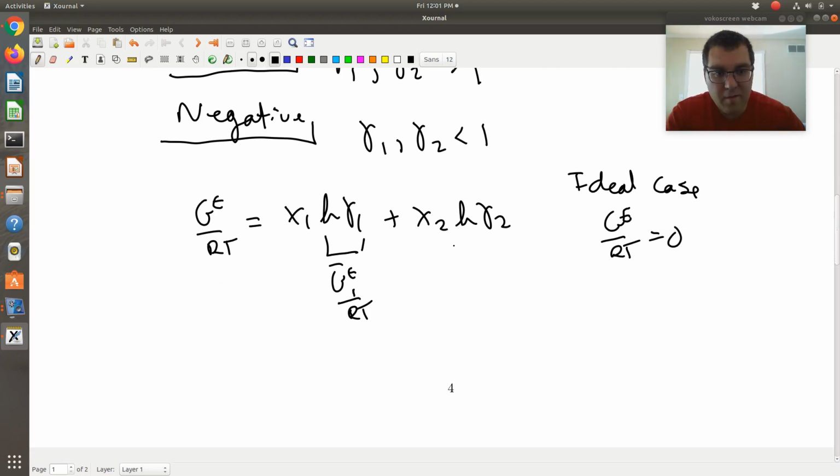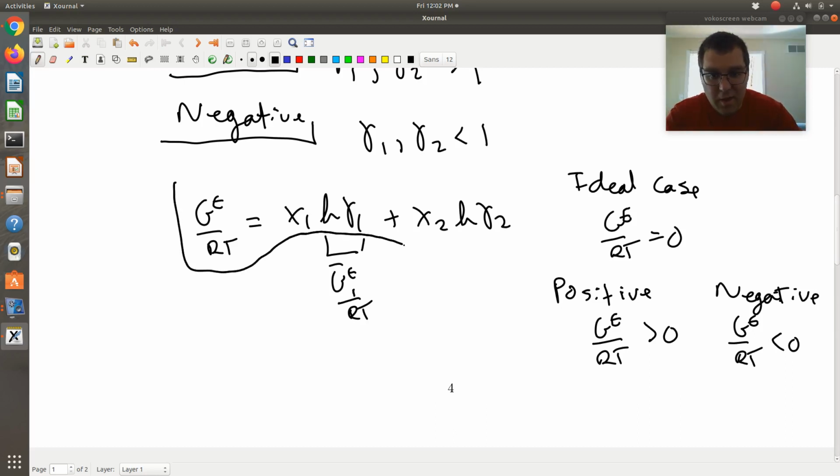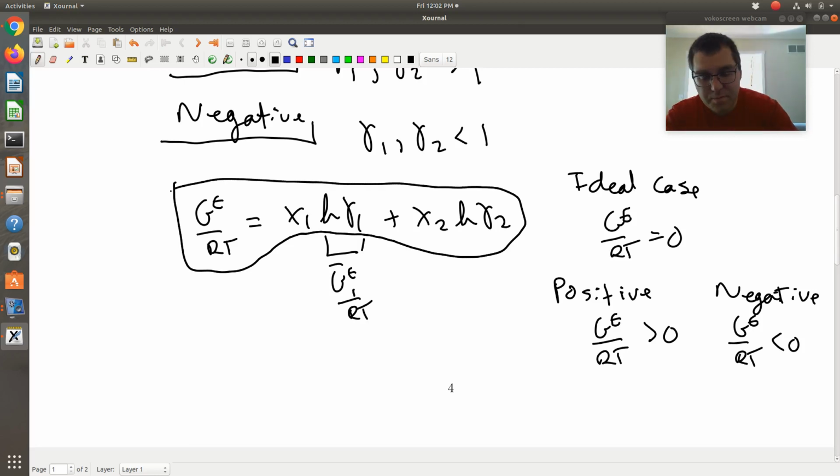Okay, so if I have positive deviations from ideality, GE over RT would be greater than 0. Negative deviations would be GE over RT less than 0. Okay? And so GE over RT is x1 log gamma 1 plus x2 log gamma 2.